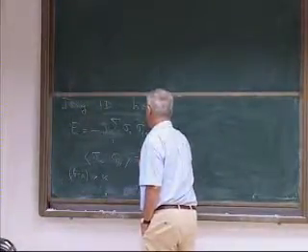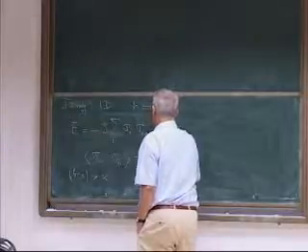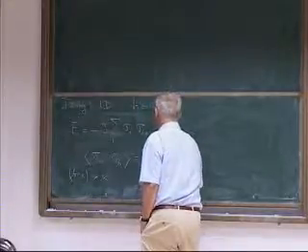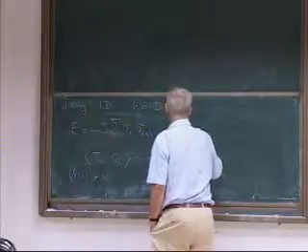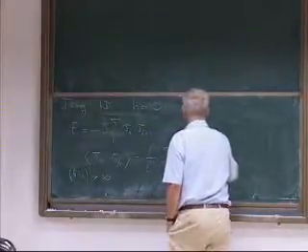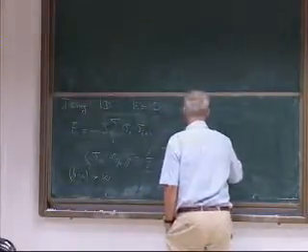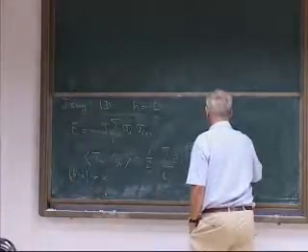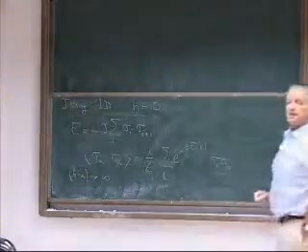This is 1 over Z, sum over configuration, exponential minus beta E of C, times sigma A, sigma B. That's the definition of the expectation value.